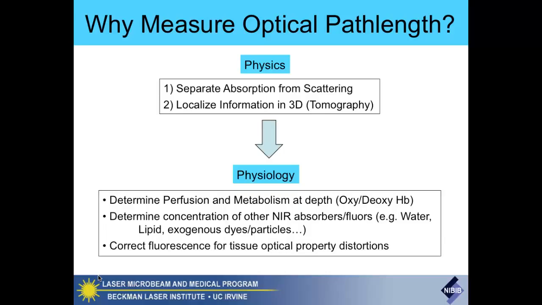The first step is to measure the path length. So then potentially we can do tomography. From a physiology point of view, what's the big advantage? Well, if we can determine the concentration of all those molecules I just talked about, then we can measure perfusion and metabolism at depth, oxy and deoxyhemoglobin, and we can do that in different regions of the tissue where normally you wouldn't have access, or you'd have to stick a needle in to get access to it.